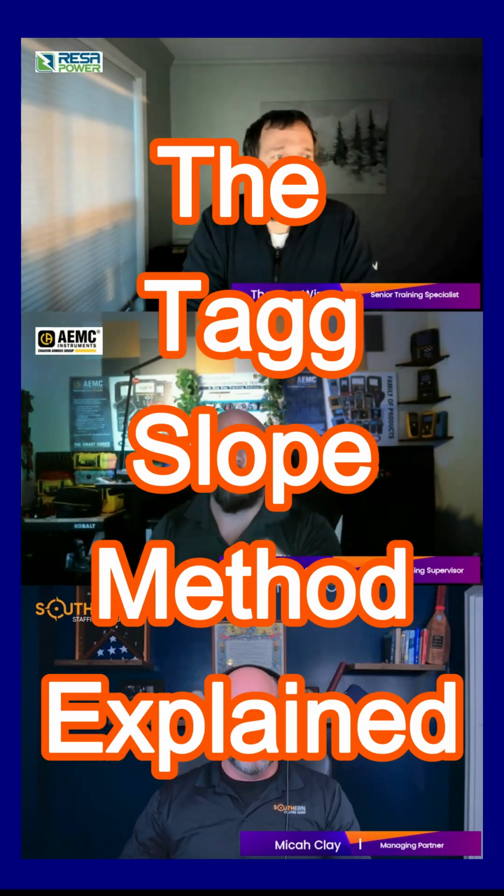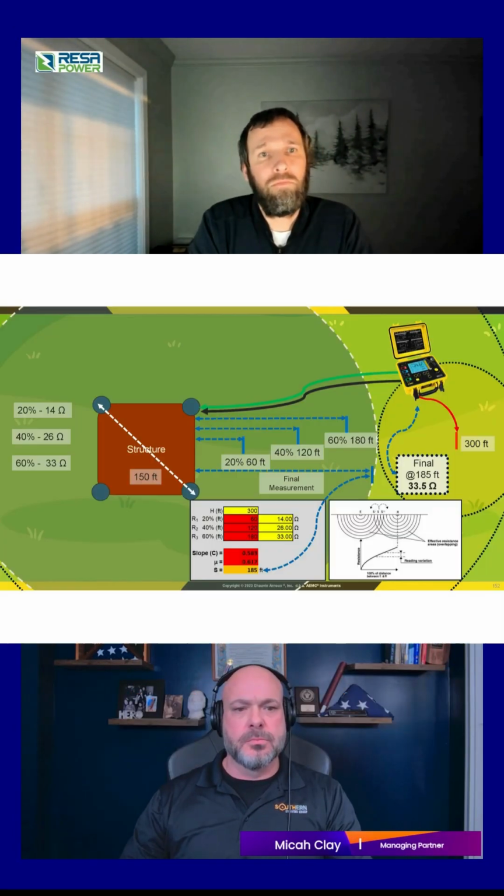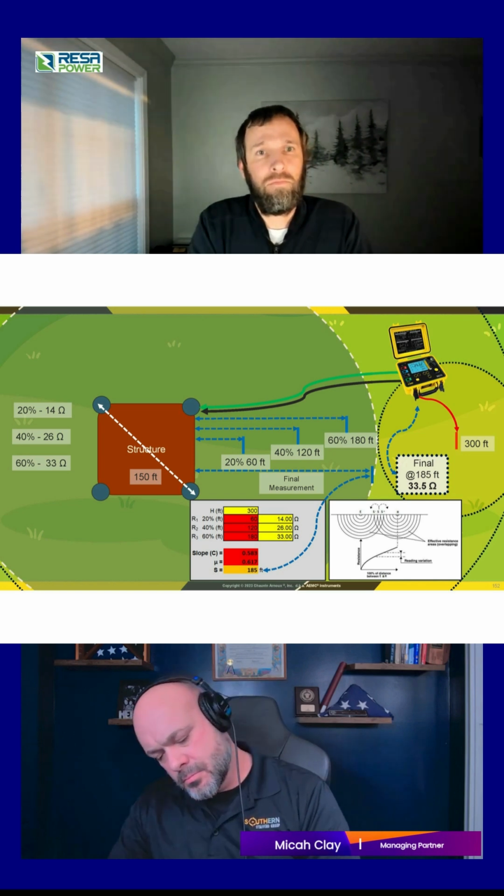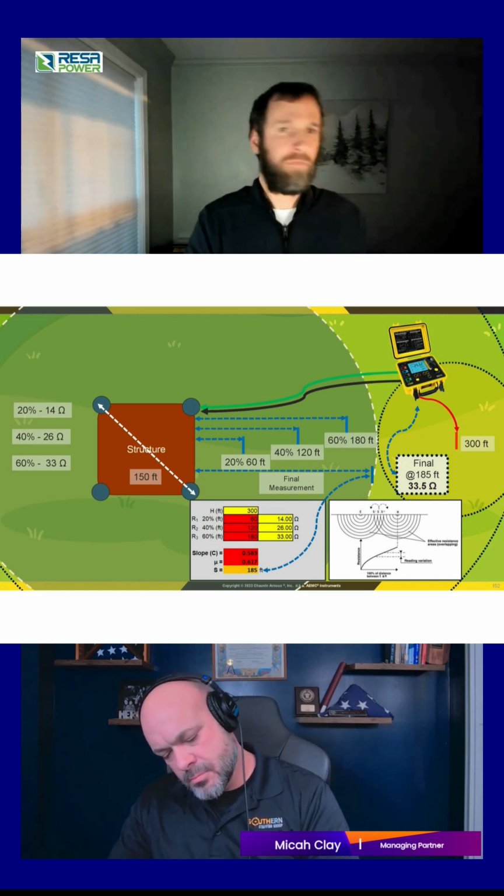Right behind that, though, is Tag's slope method. And this is the method that I generally point people to because intersecting curves is very comprehensive. And it's a wonderful test procedure. And you're right, exactly right. You need a spreadsheet for this one. You are essentially performing multiple fall potential measurements.